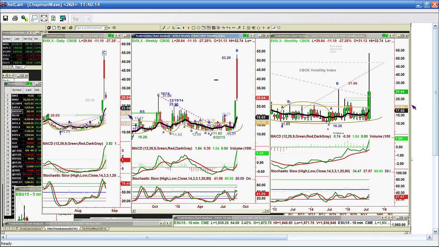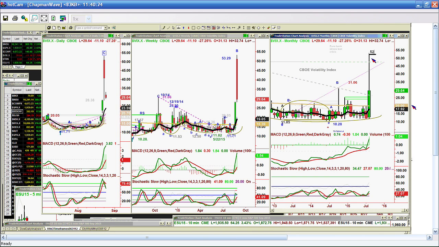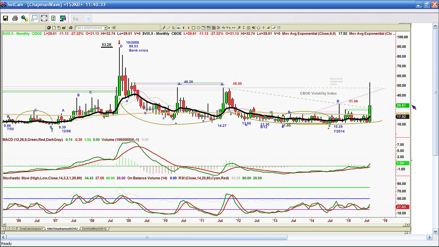So the question I had was, can you talk of the VIX on the show today? Has it ever traded this high? This is not high. This is 53.29. Yeah, look at this. Let me show you. This is the monthly chart. We've been at 89.53. In fact, we were in the 48s back in 2010 and 2011. We were in the 48 area.